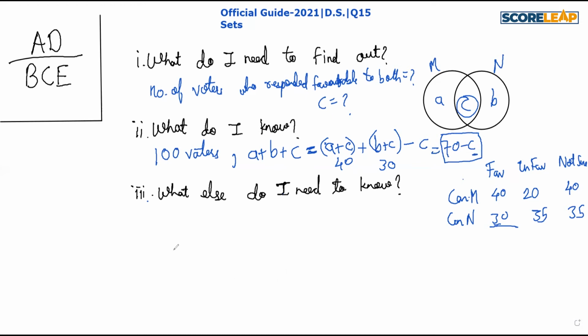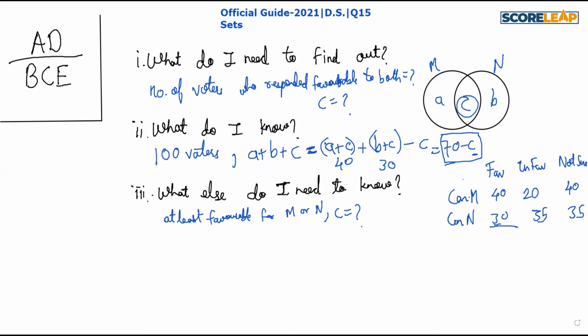So what else do I need to know? I simply need to know the total voters who responded at least favorable to one of them, at least favorable for M or N. This is equal to 70 minus C, or directly C if I get the number of voters who responded favorable to both.